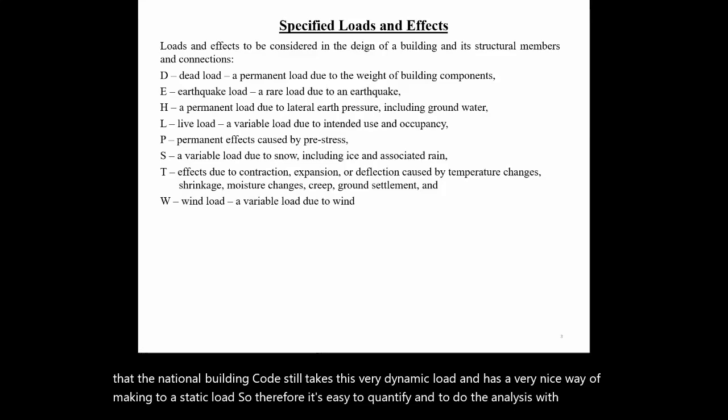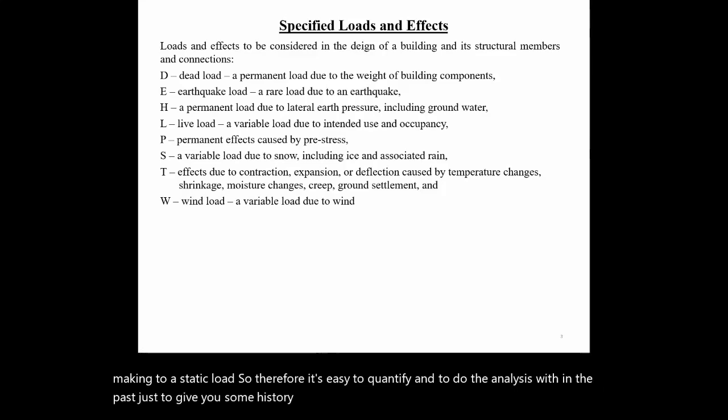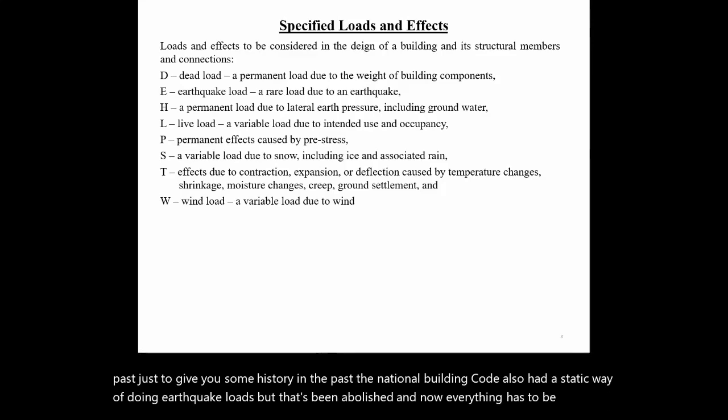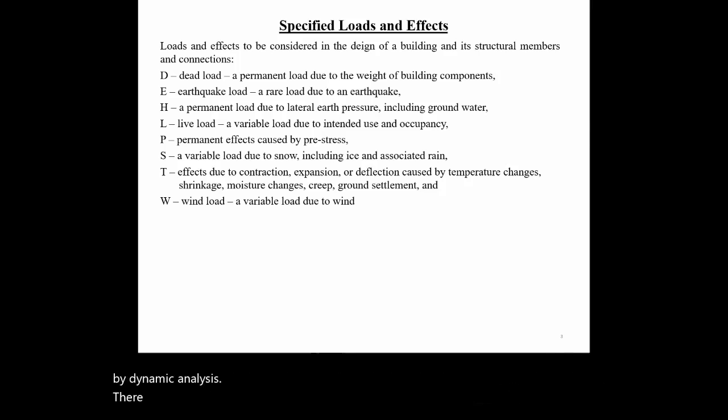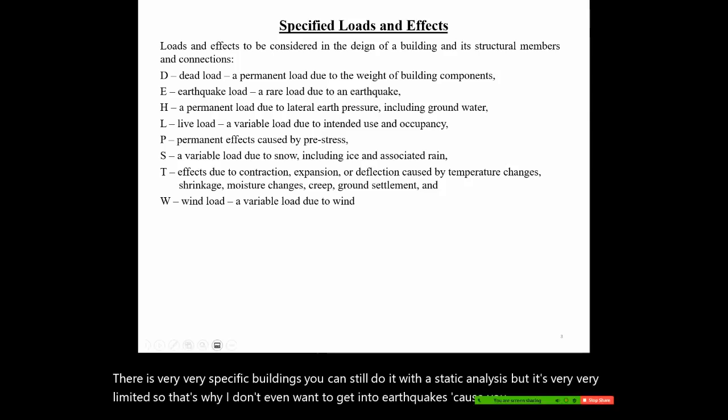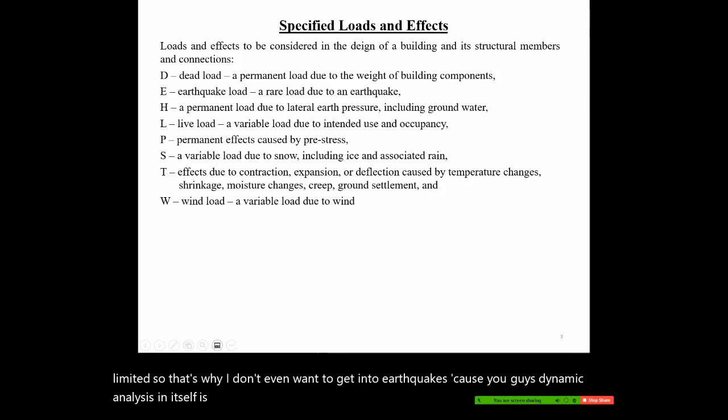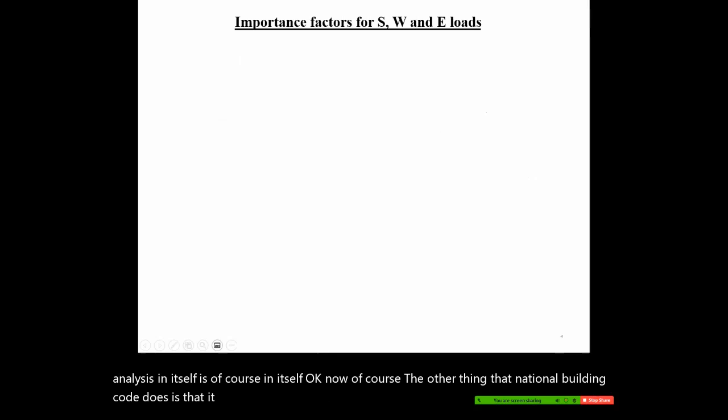In the past, just to give you some history, the National Building Code also had a static way of doing earthquake loads, but that's been abolished. And now everything has to be done by dynamic analysis. There are very, very specific buildings where you can still do it with a static analysis, but it's very limited. That's why I don't even want to get into earthquakes, because dynamic analysis in itself is a course in itself, okay? Now, of course, the other thing that the National Building Code does is that it has importance factors for the snow, the wind, and the earthquakes.